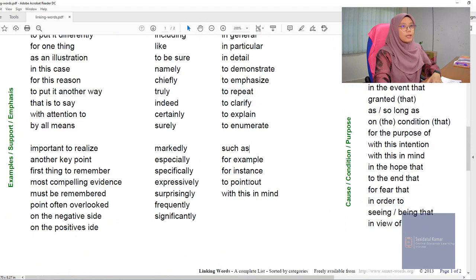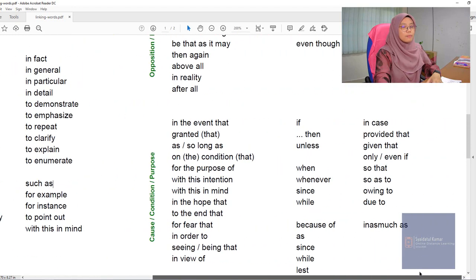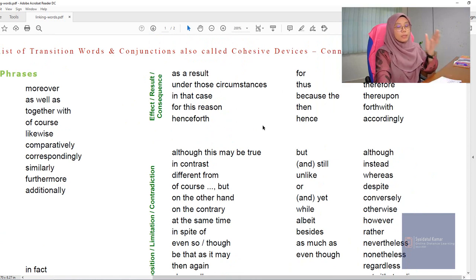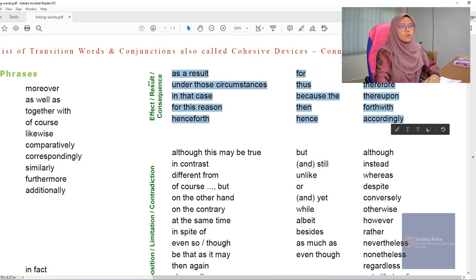Next, we take a look at the other type. You can take a look at this particular handout. I'm going to give it to you. So when you want to talk about effect, result, or consequence, you can say as a result, under those circumstances, in that case, for this reason, henceforth, for, thus, because, then, hence. All of this indicates effect, result, and consequences.